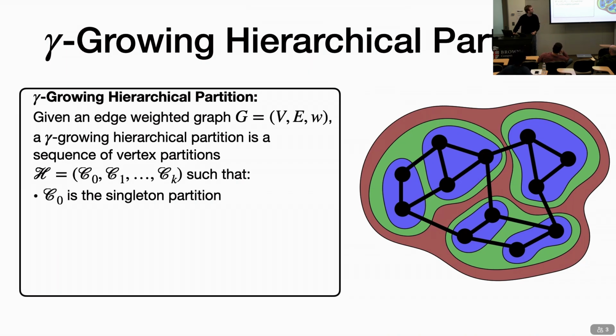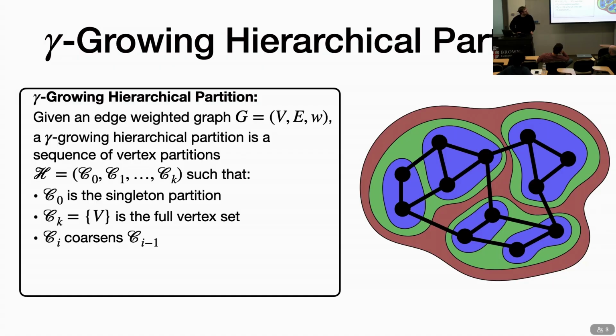I don't have that pictured for clarity, but then the final partition, everything is in the same partition. So that would be the red cluster in the picture. And then each level coarsens the previous level. So that's just the structure respecting property that you can see here, where every blue vertex is completely contained in a green vertex. It doesn't cross the boundary.